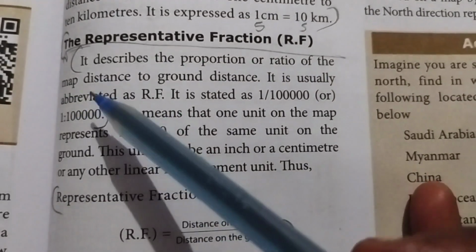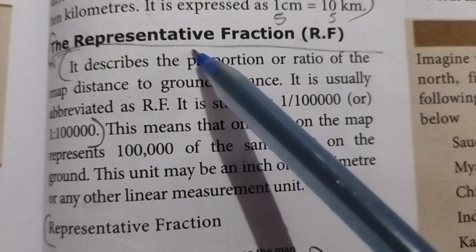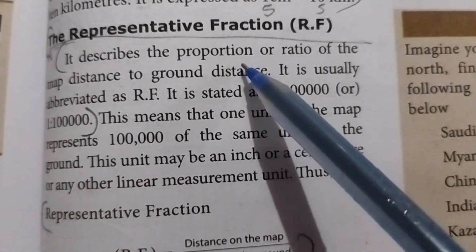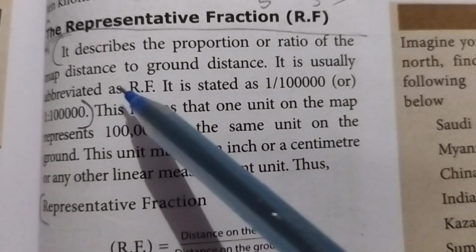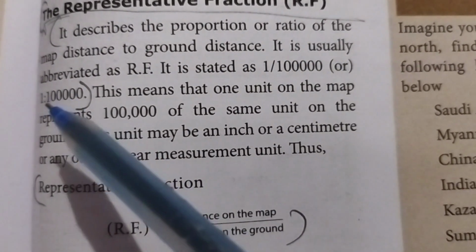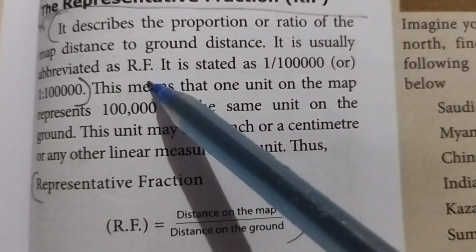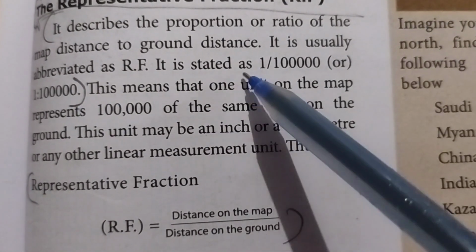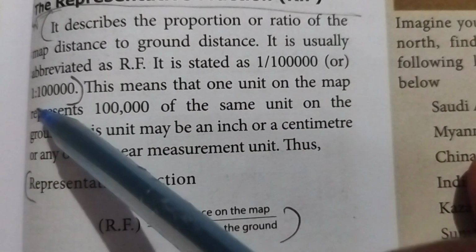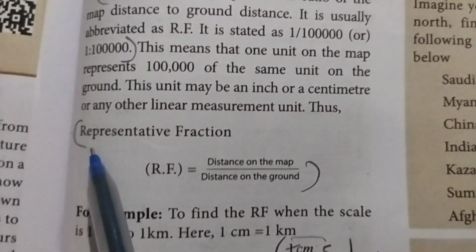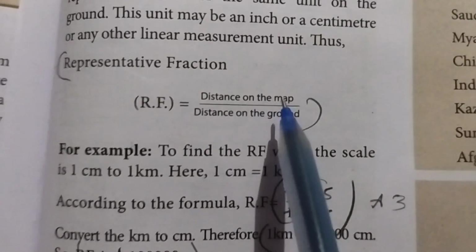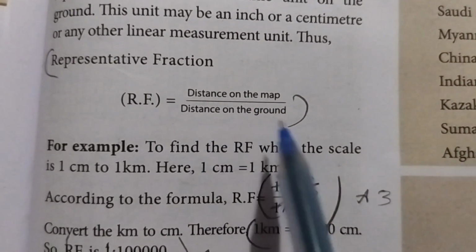Then second one, the representative fraction (RF). It describes the proportion or ratio of the map distance to ground distance. It is usually abbreviated as RF. It is stated as 1 by 1 lakh or 1 is to 1 lakh. Representative fraction equals distance on the map by distance on the ground.